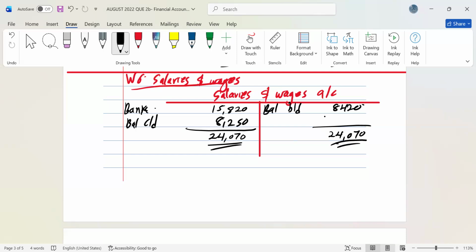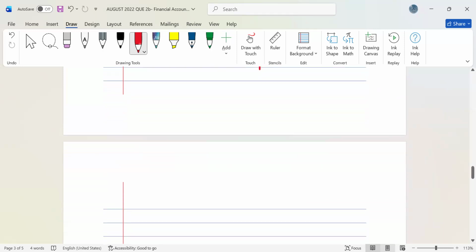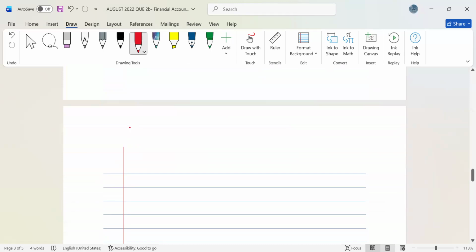Now, what is the balancing figure? The balancing figure will go in the income statement. We can simply write here income statement, so that when we start preparing our income statement, that is 15,650. So that is it. Which other working is still remaining? That is working number 7.